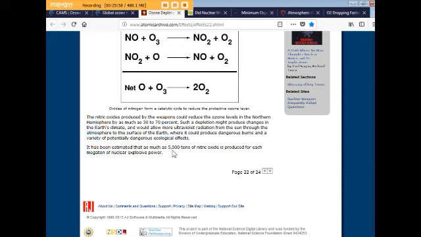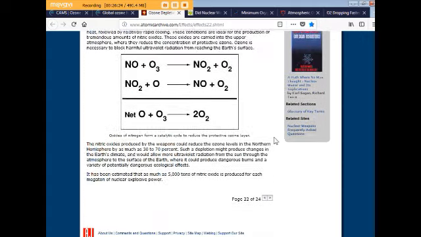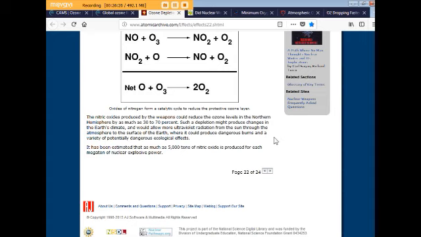It's been estimated that as much as 5,000 tons of nitric oxide is produced for each megaton of nuclear explosive power. You can do the math on that. 1 megaton of nuclear explosive power equals 5,000 tons of nitric oxide. So Tsar Bomba was 58 megatons. So 58 times 5,000. That was from one bomb. One bomb.